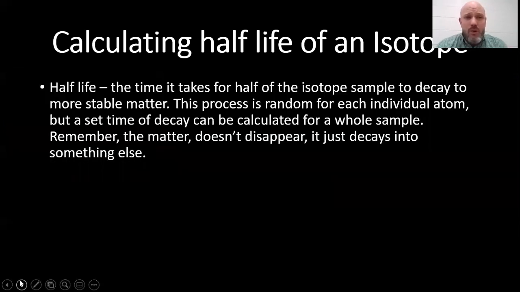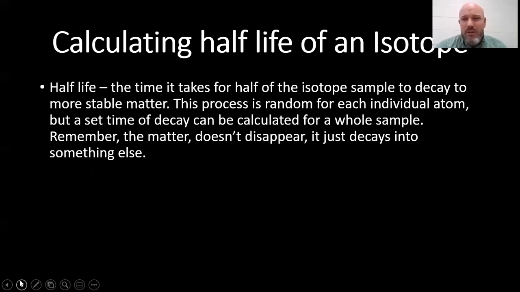So first you need to know, what is an isotope? Blah, blah, blah. No, what is a half-life? We know what an isotope is, people. What is a half-life? So the half-life is the time it takes for half of the isotope sample to decay to more stable matter. This process is random for each individual atom, but a set time of decay can be calculated for a whole sample.